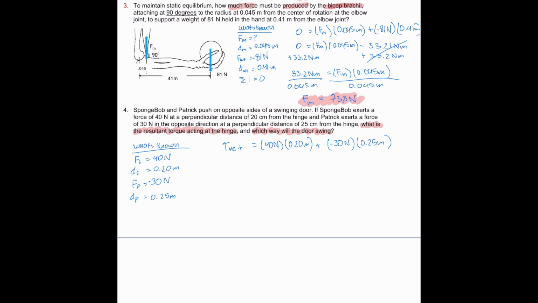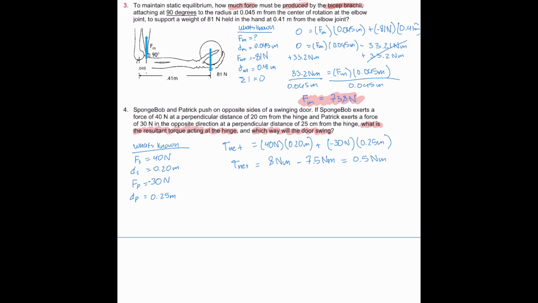0.2 meters times 40 would give us 8 newton meters. And then negative 30 newtons times 0.25 meters would give us negative 7.5 newton meters. Once we plug this into our calculations, 8 minus 7.5 newton meters would just give us 0.5 newton meters. Remember, that's why I wanted to emphasize the negative.